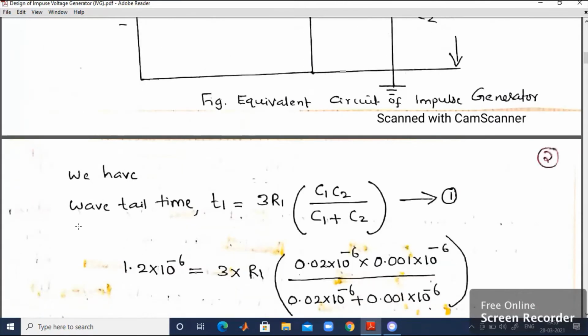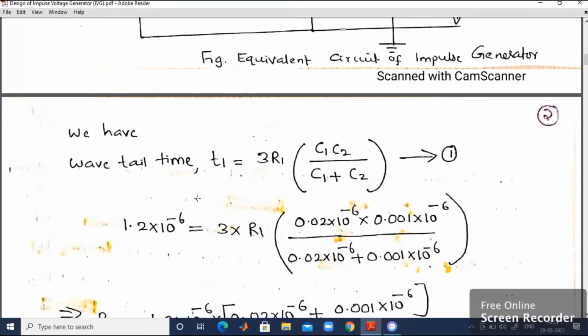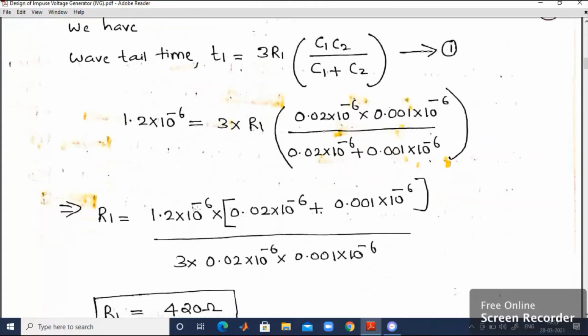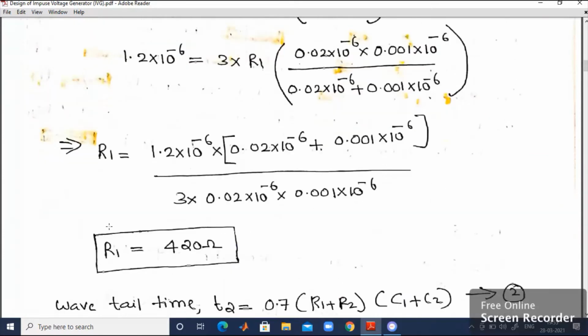Now, as you know, the wavefront time can be computed by using the formula T1 equal to 3 R1 into C1 C2 by C1 plus C2. Here substitute the values of T1, C1, C2. In the denominator also you can substitute C1, C2. Finally, from this expression you do the simplification and you will get the value of R1. So R1 will be approximately 420 ohm.